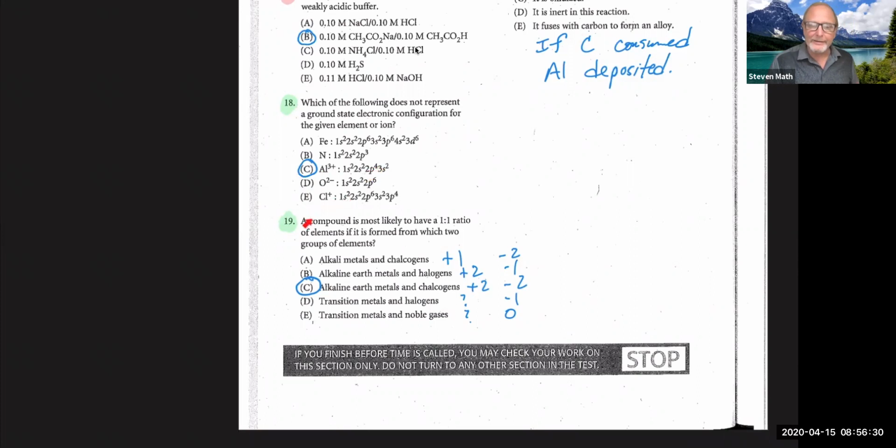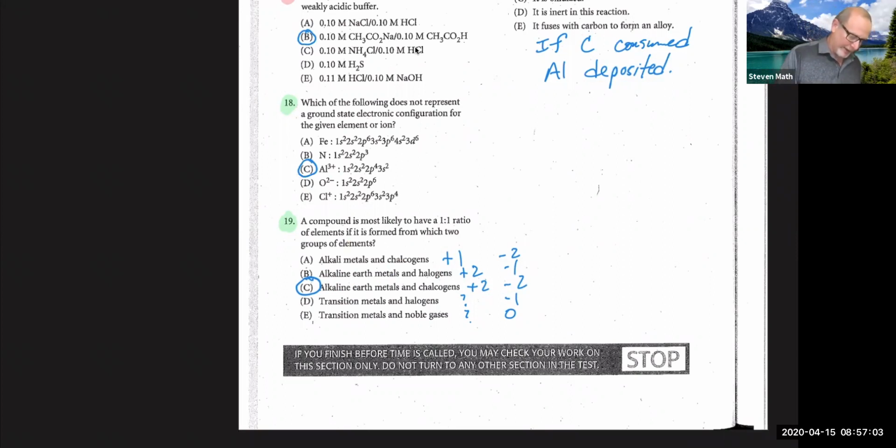All right, 19's another one. 19's a bonding question. Which one's most likely to have a 1-to-1 ratio? So alkali with chalcogen, +1, -2. Alkaline +2, halogen -1. Alkaline +2, chalcogen -2. Ding, ding, ding, that's a 1-to-1 ratio. Transition metal, yeah, we don't know. To either a -2 or to a noble gas. So +2, -2, great 1-to-1 ratio for you here, kids.